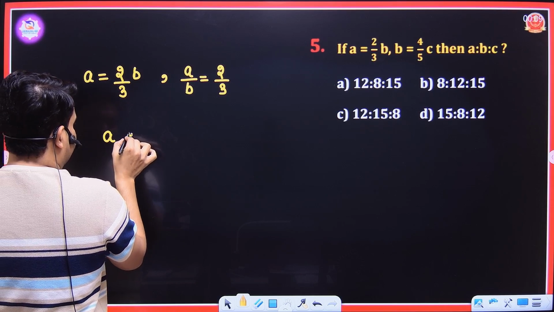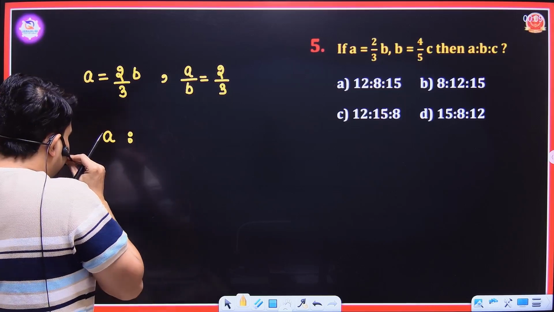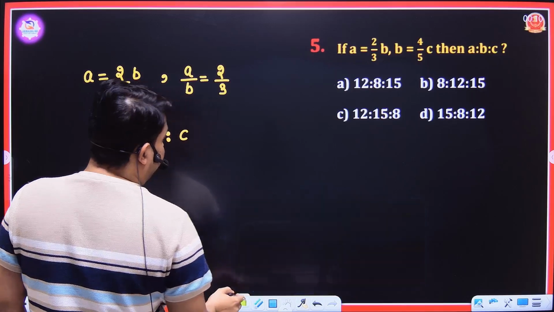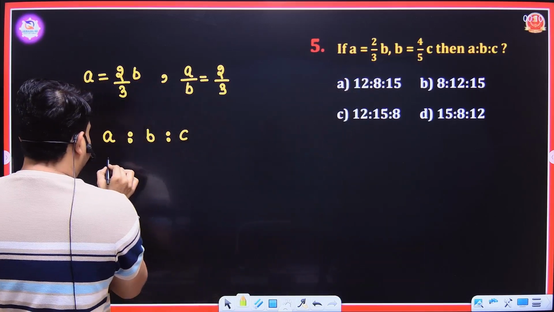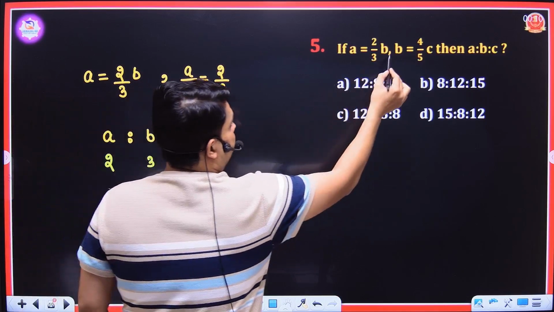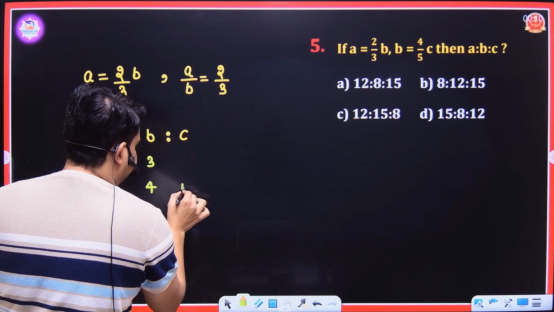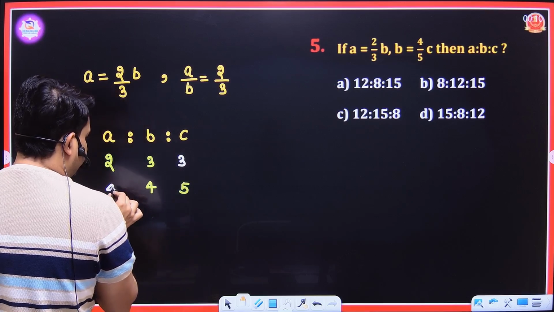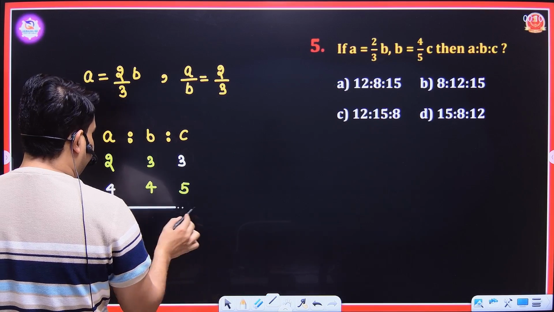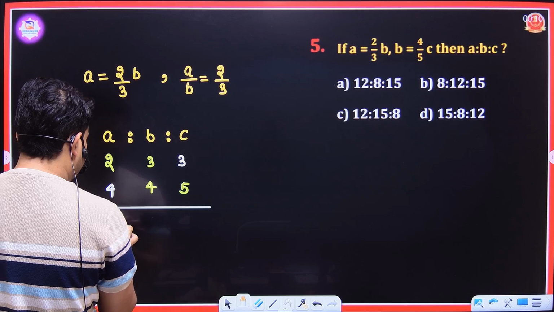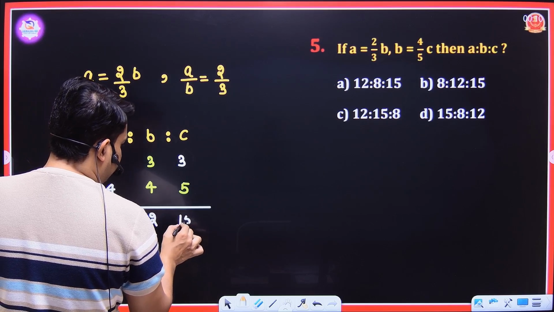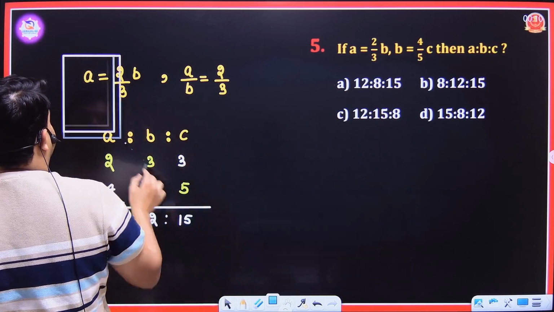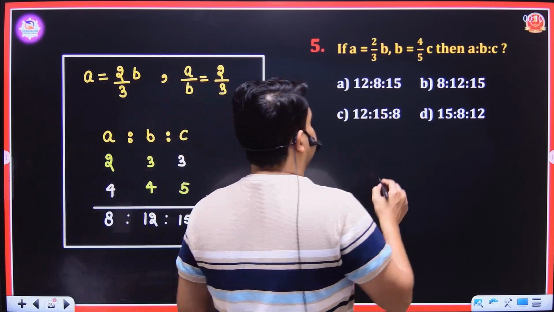We will write A ratio B ratio C. So we will write them directly. A equal to 2 here, then B equal to 3 here, B equal to 4 here, then C equal to 5 here. Guys, what will we do? We will fill the blank spaces. 3 here and 4 here. 4 times 2 is 8, 4 times 2 is 8, 4 times 3 is 12 and 5 times 3 is 15. So 8, 12 and 15 is my answer. That is option number B.